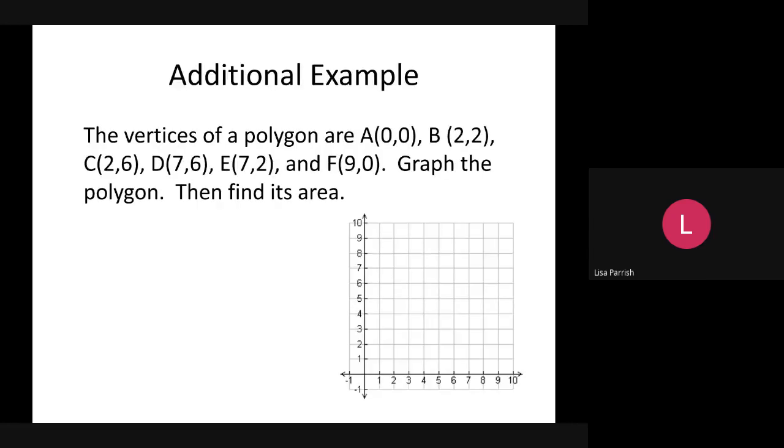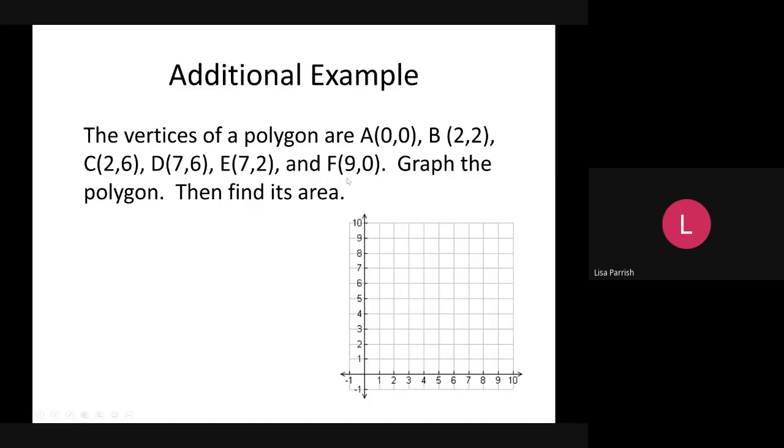Okay, sorry, I was trying to see how many more we had to go. All right, so let's do another example real quick. They are giving us the vertices of this polygon. Notice they're calling them polygons. They're not telling us what shape it is. Okay, we've got to figure that out.